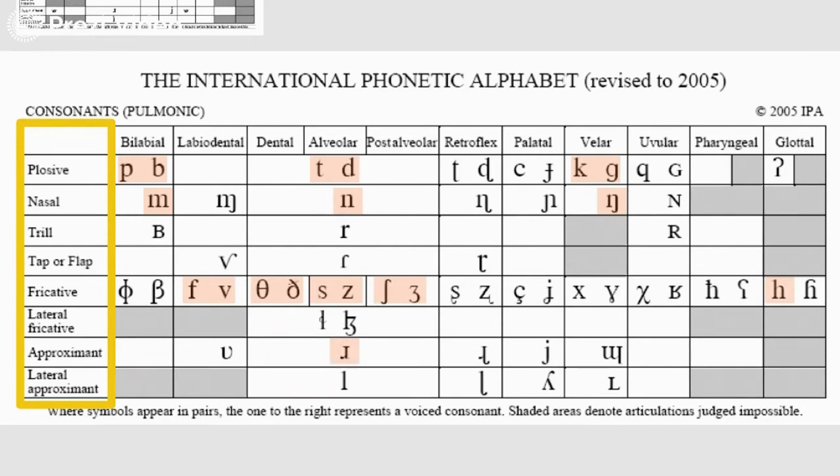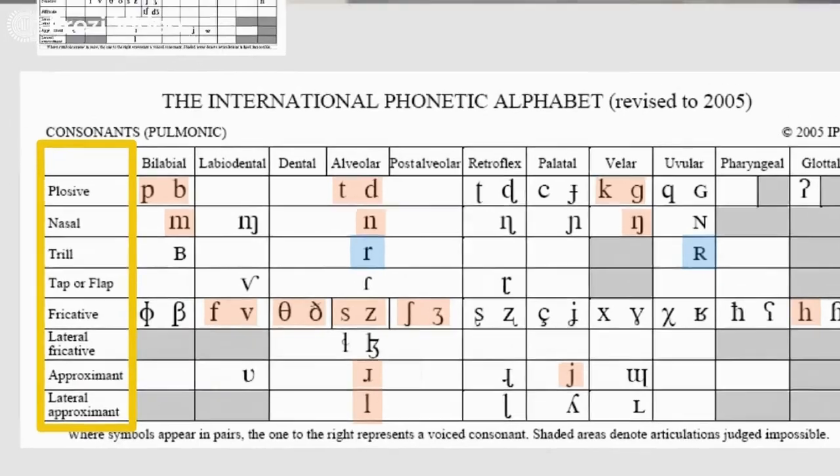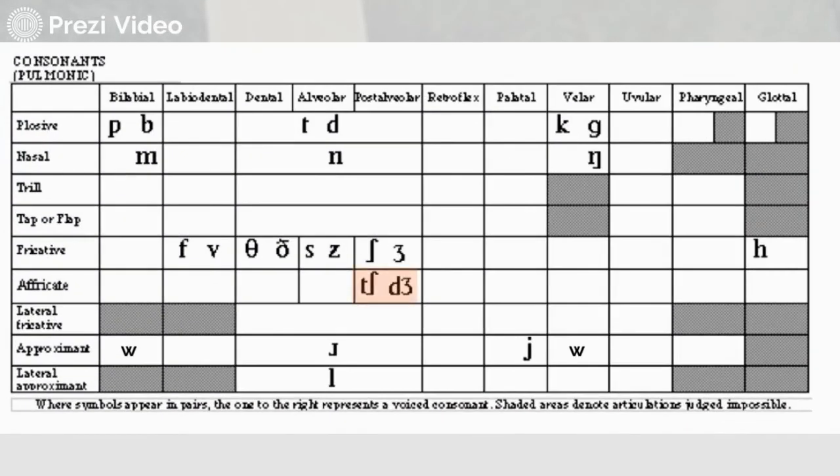The approximant sound is r, and don't confuse it with the alveolar trill, which is found in Slavic languages such as Russian. And don't confuse it with the uvular trill, which sounds like this, which is found in French. Then there is the palatal approximant y and the lateral approximant l. And finally, the two affricate sounds ch and j.